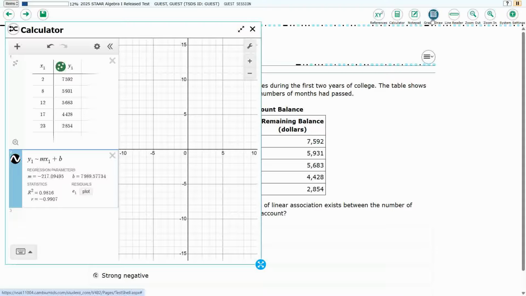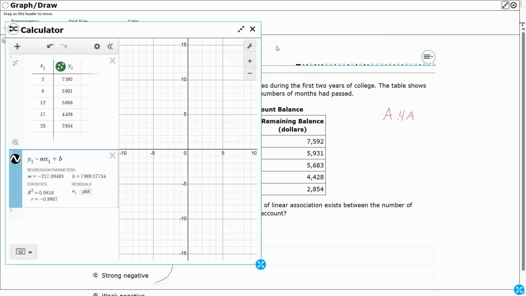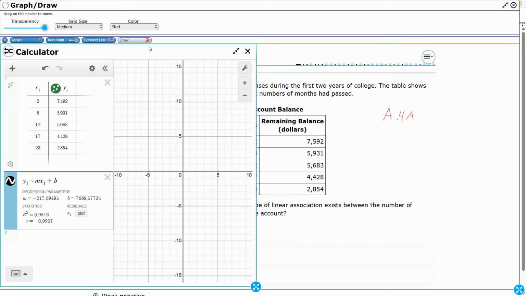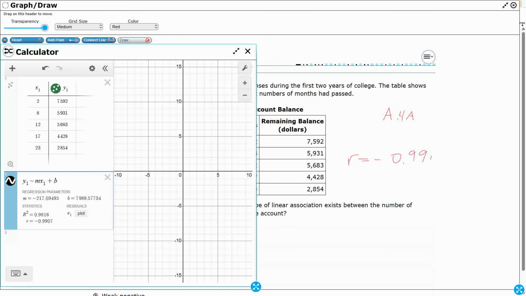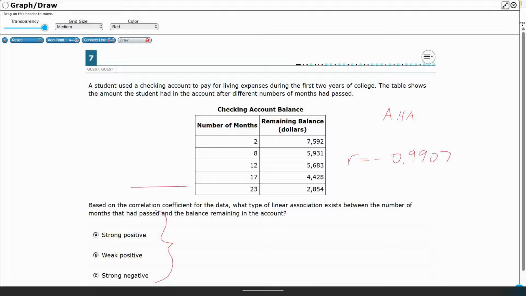Now, there's only one thing we need from this. We don't need to look at it. What we do need to do is go ahead and write down, and let me make sure I've got it here, it's this R. So we don't need the E, we don't need the B, we don't need the M, we don't need the R squared. We do need that R. So let's write this down. R equals negative 0.9907. That's all we need. Okay, once we have that, we're now ready to interpret this.